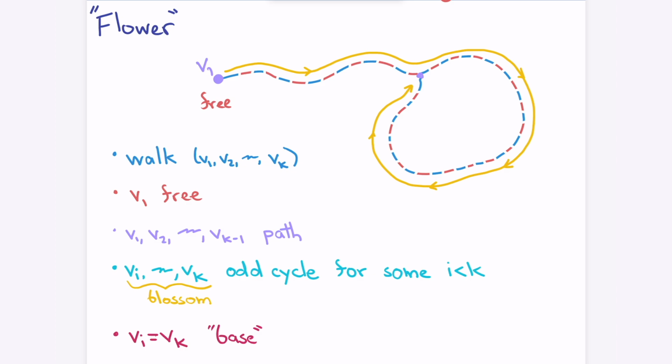And this part here, that's called the blossom, I guess. Yeah, the odd cycle is called the blossom. This part that repeats is called the base of the flower. I think sometimes this is called the stem or something. It doesn't matter. Okay, but you get the idea.